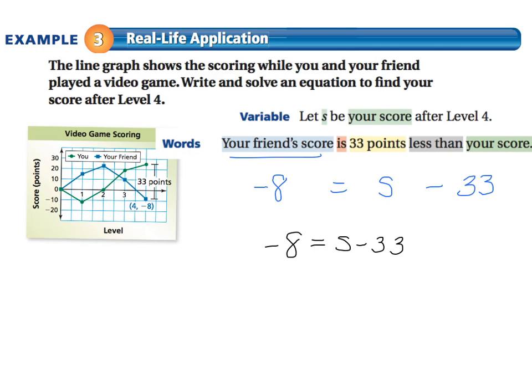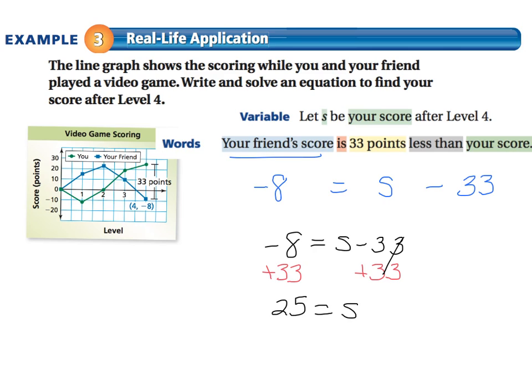We now solve it. We have to get rid of the minus 33. So the opposite of minus 33 is add 33. So we're going to do the inverse operation of minus, which is add, and we're going to do the addition property of equality. So -8 plus 33 is 25. And then the 33's cancel. -33 plus 33 is 0.